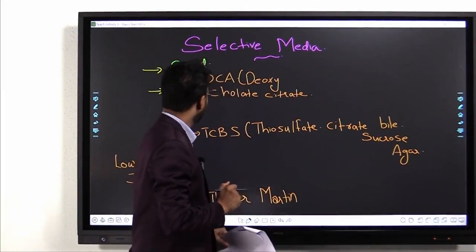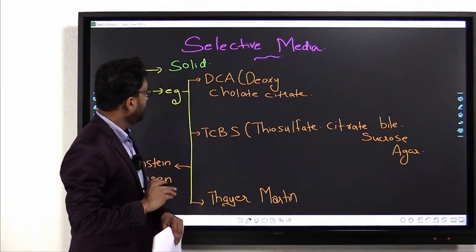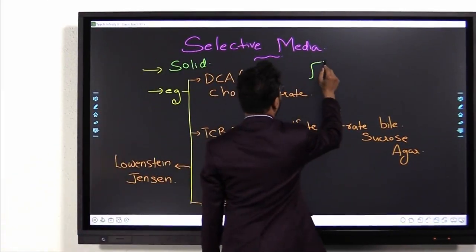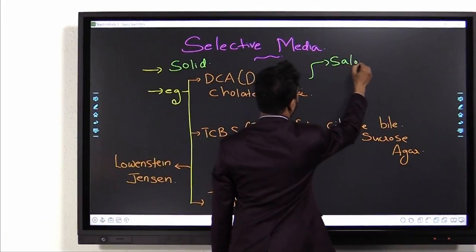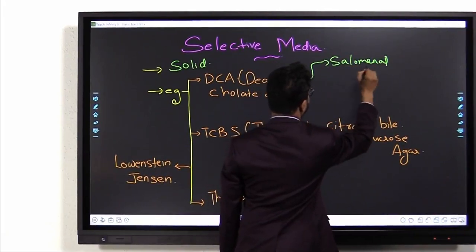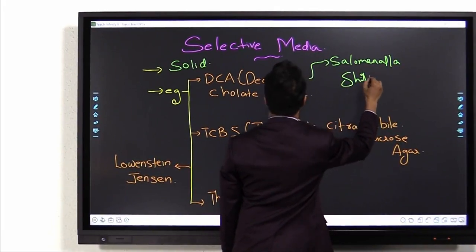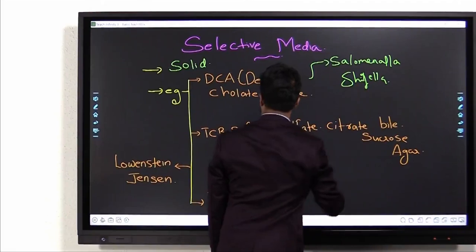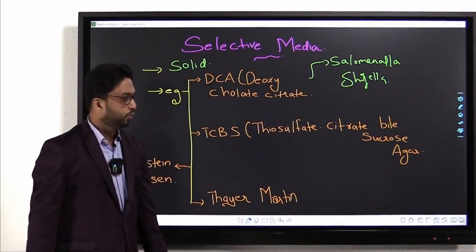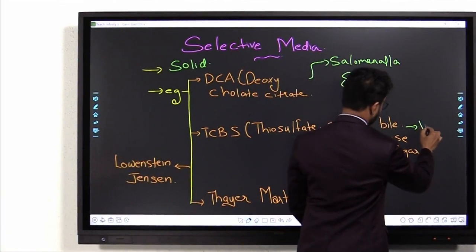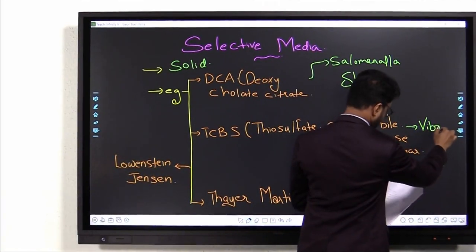Fine. So let us see, where is it used? Deoxycholate citrate, Salmonella, Shigella, isn't it? It's a selective media for Salmonella and Shigella. Then TCBS is for what? Vibrio cholerae, isn't it? Yes, it's for Vibrios.